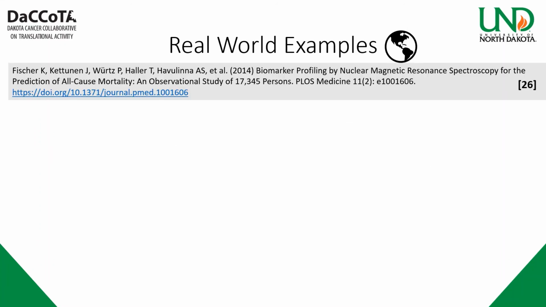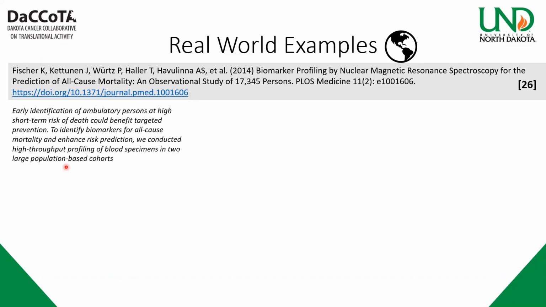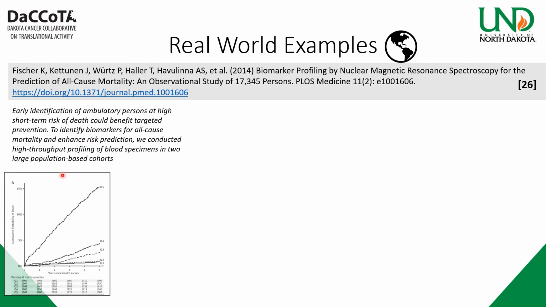So don't just take my word for the fact that you can use survival analysis for things. Let's look at what other papers in the real world have done. So this is a paper in 2014 on biomarker profiling with nuclear magnetic resonance spectroscopy for all-cause mortality, an observational study of a lot of people. So it looked at identification of ambulatory persons at high short-term risk for death with targeted prevention, looking at biomarkers for mortality through blood specimens in cohorts. And here's some examples of cumulative probability of death based on different quantile risks.